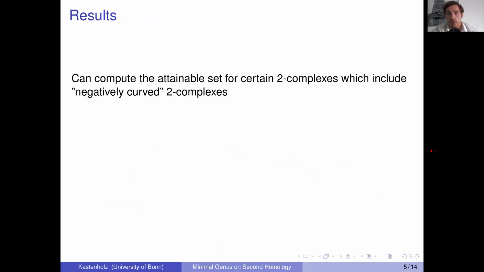First of all, one of our main theorems, and we can only paraphrase it, it's kind of hard to really state it because it's a bit technical, is that we can actually compute the attainable set for certain two complexes, which include, in quotation marks, negatively curved two complexes, where here negatively curved two complexes means two-dimensional CAT(-1) complexes. We can actually compute it for a bigger class of spaces, but it's kind of hard to give a concise definition of what kind of spaces we can compute this for. It needs some kind of weight function, and we don't really have a structural result of when such a weight function exists.